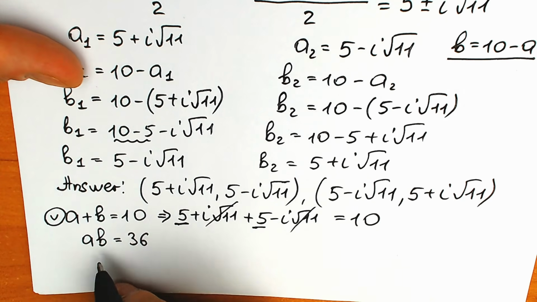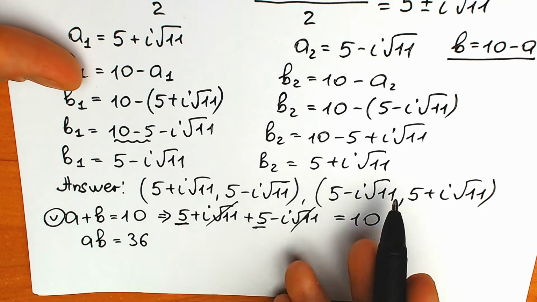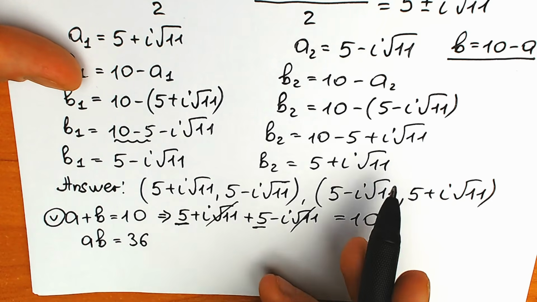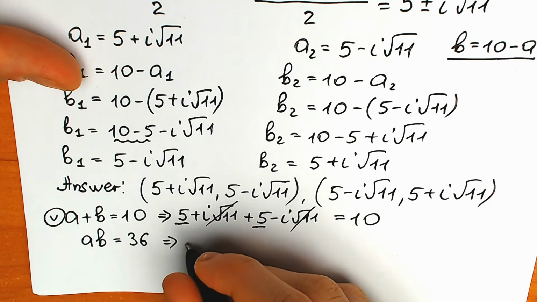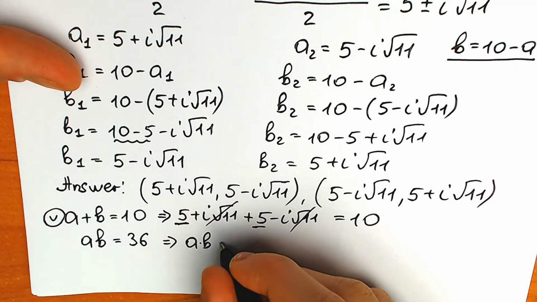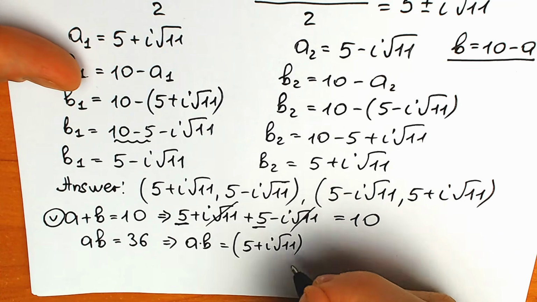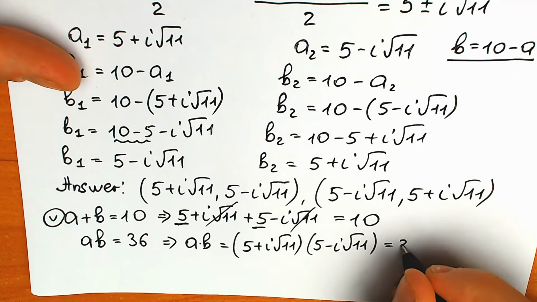And right now let's check our multiplication with the same logic. We can easily do this because right here we can write a times b the same as b times a, so 2 times 3 is the same as 3 times 2, so it doesn't matter which one we check. We have absolutely the same constant but with different signs, so basically it doesn't matter. So I'm going to use, for example, the first parentheses, so we have 5 plus i square root of 11 and 5 minus i square root of 11 equals 36.